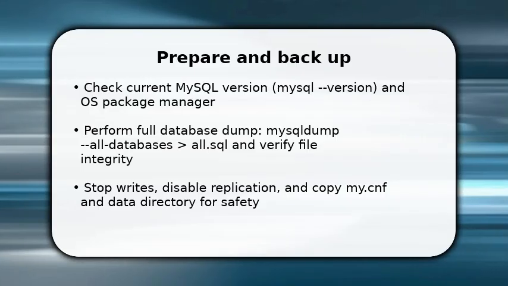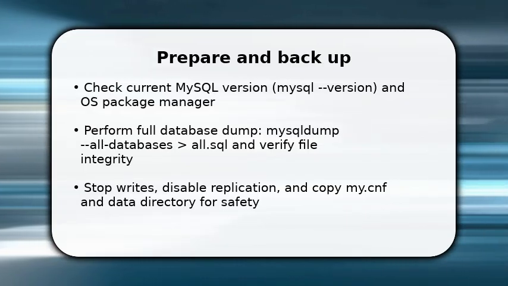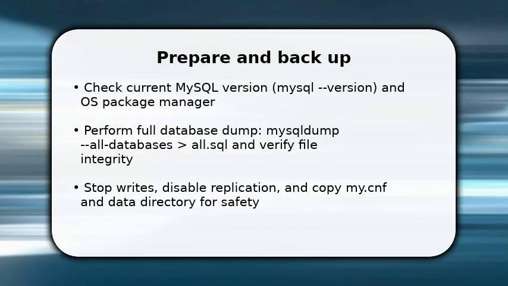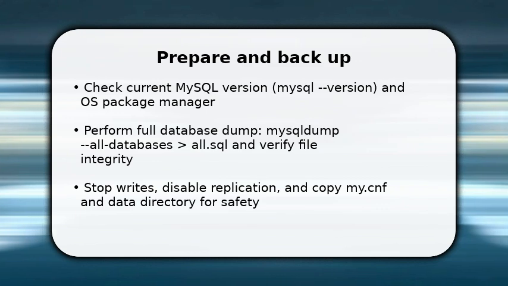You begin by confirming the running MySQL version and environment, run mysql --version, and identify package source. Next, create a reliable backup. Use mysqldump --all-databases > all.sql and validate the dump file size and sample contents. Once done, stop application writes or set the server read-only, disable replication if applicable, and copy my.cnf plus the data directory. These steps ensure you can restore configuration and data if an update misbehaves.